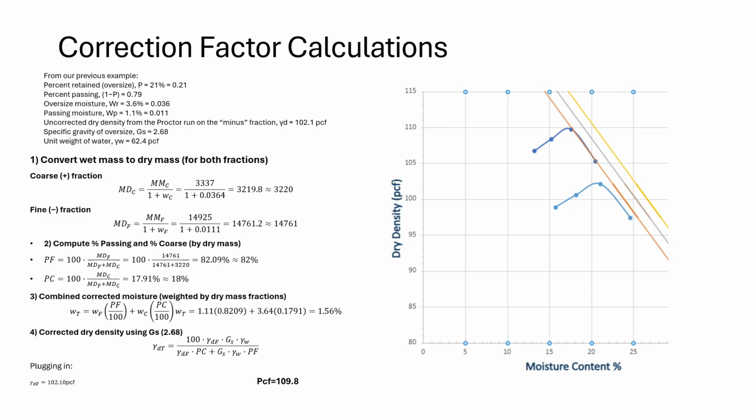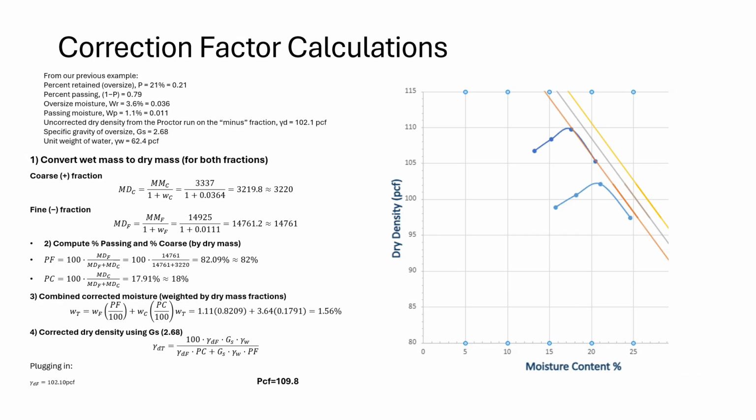Correction factor calculations. Now we apply the oversize correction. Percent retained is 21%. Percent passing is 79%. Oversize moisture was 3.6% and passing moisture was 1.1%. The specific gravity of the oversize is 2.68. Unit weight of water is 62.4 pounds per cubic foot. Using the mass fractions and the specific gravity, we calculate the corrected maximum dry density. The corrected maximum dry density equals 109.8 pounds per cubic foot.